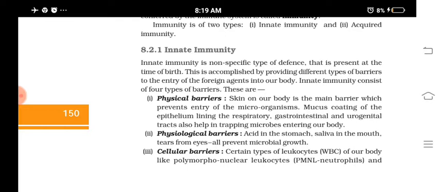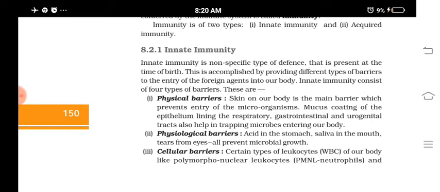So I told the major pathway through which the microorganisms or pathogens enter into our body are what? Various openings of our body. Otherwise, skin is forming a big barrier, which prevents the entry of other organisms. So what different barriers are there that prevent the entry of foreign agents into our body? This is the major part of innate immunity. So let's see one by one. The first one is physical barriers.